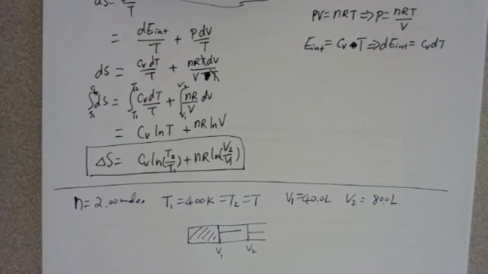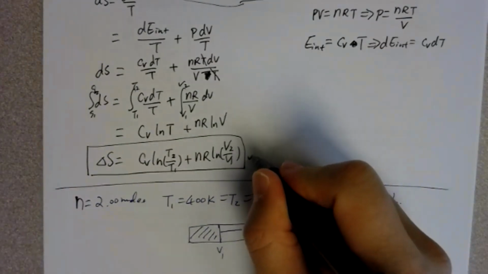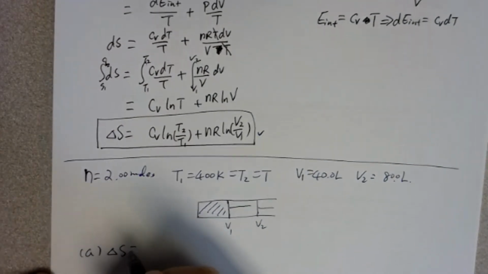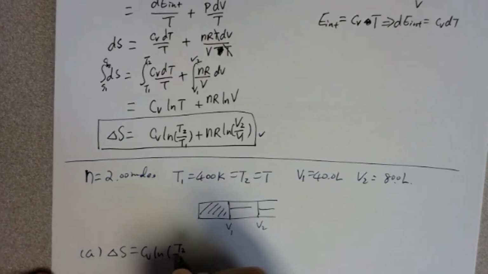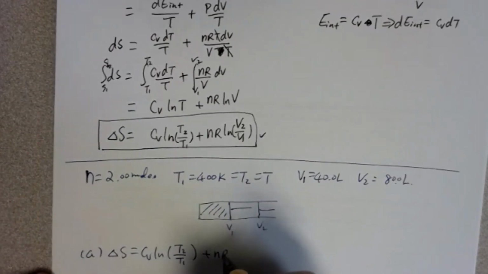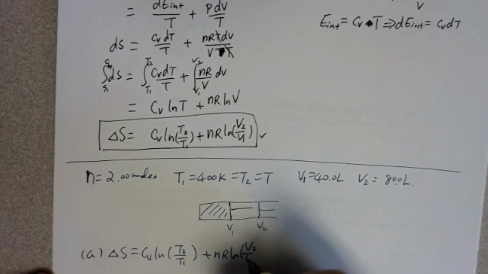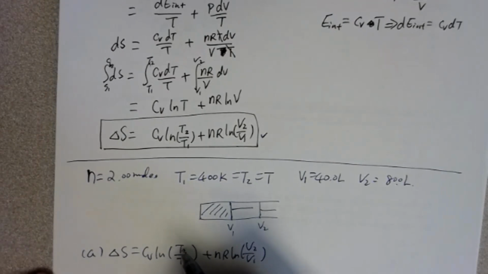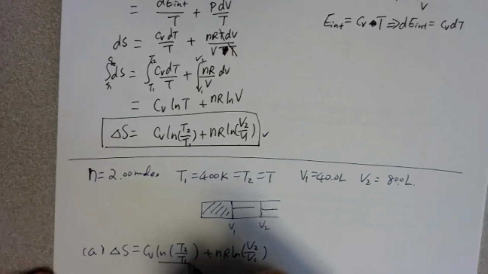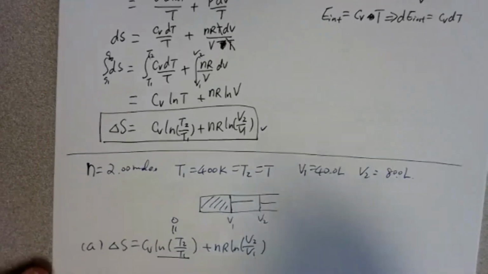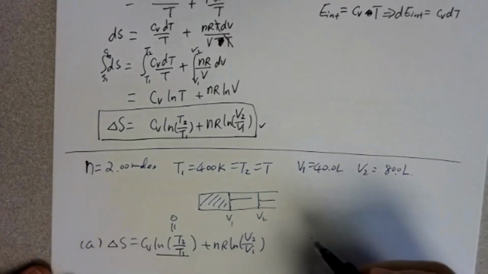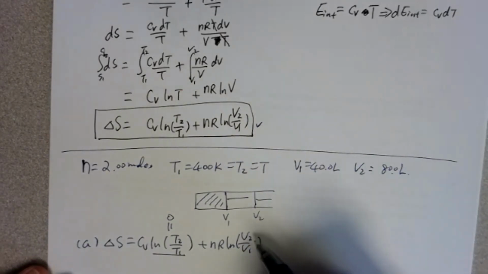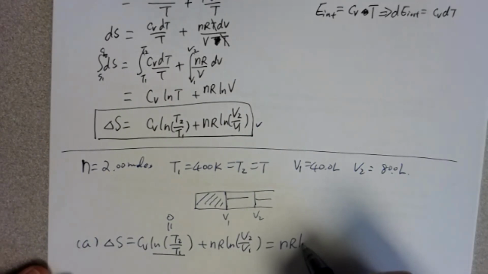For the gas system, because it's an ideal gas, you can use this equation. For part A, delta S is equal to CV ln of T2 over T1 plus nR ln of V2 over V1. T1 and T2 are the same, so T2 over T1 is 1, ln of 1 is 0, so the first term is equal to 0. Then just the second term. V2 is 80, V1 is 40, so the ratio is 2. So this is just nR ln of 2.